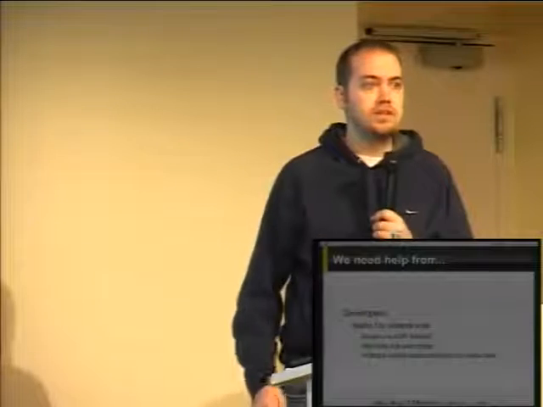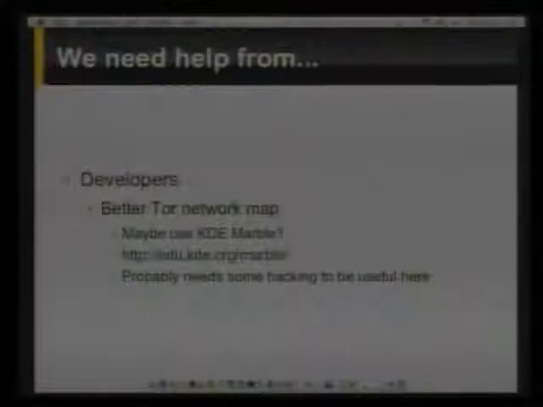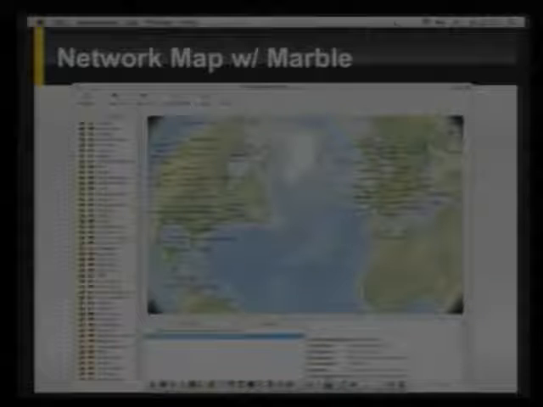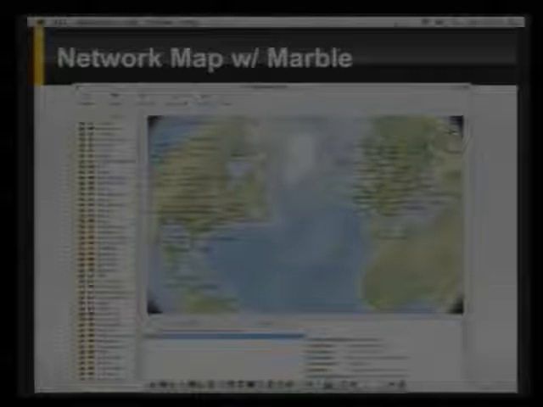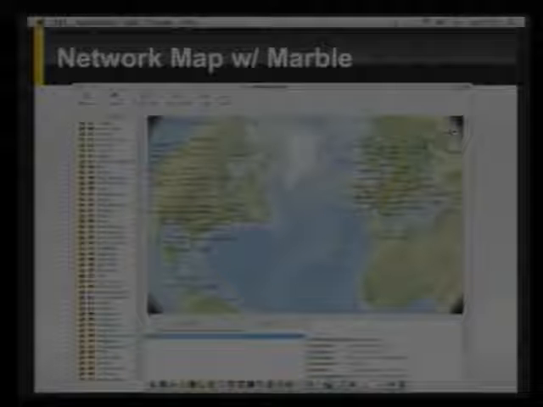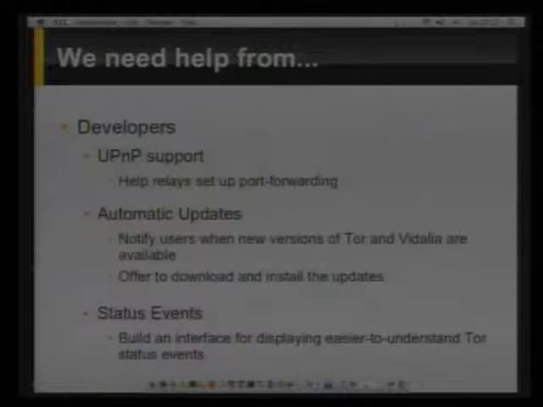One of the options is KDE's Marble widget. It probably needs some hacking to be useful for us, but I put together a quick little proof of concept, and that's what it looks like. So it looks a lot nicer. The points are actually clickable, but we still need to hack on Marble a little bit to make the circuits clickable. It's still kind of slow.